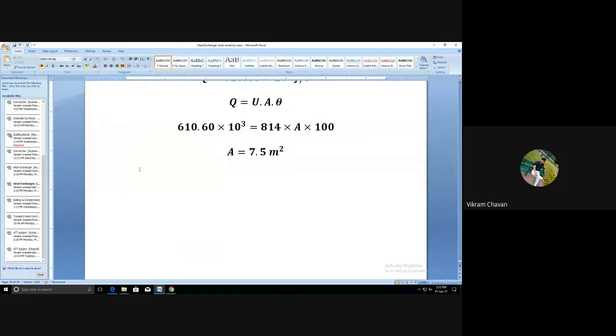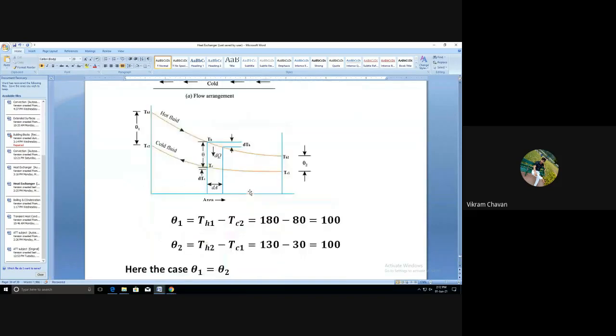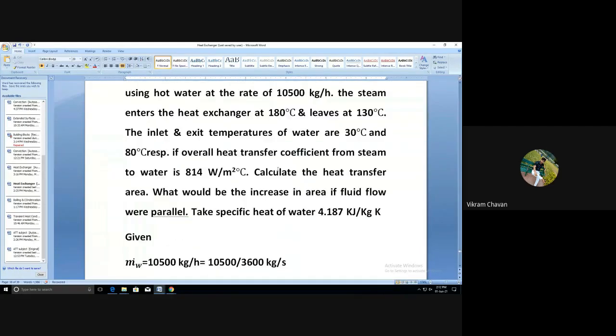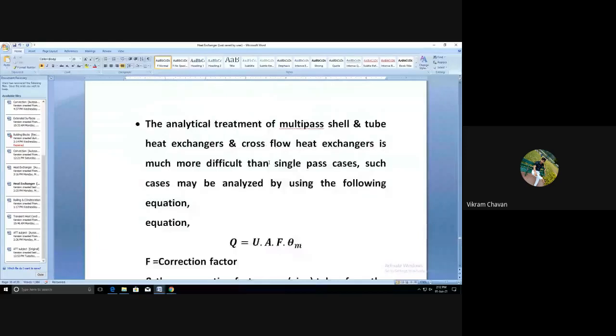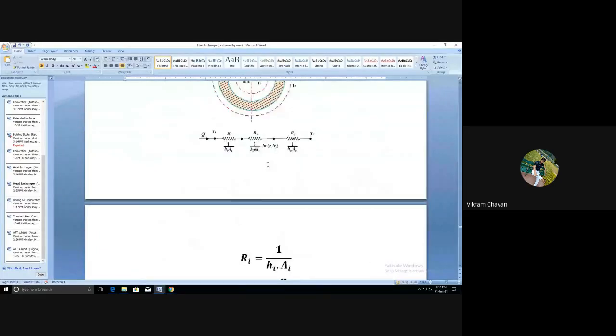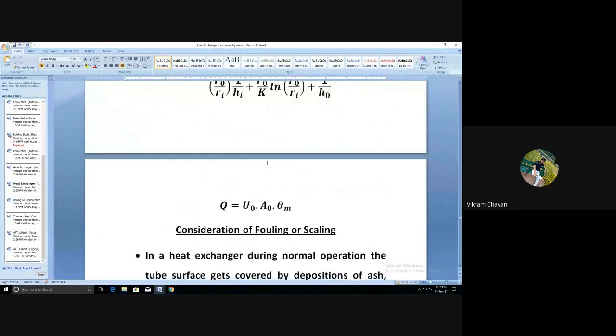Now consider the parallel flow arrangement once again, for the same temperature condition. In the counter flow arrangement, TH1 and TC2 are on one side, whereas in parallel flow TH1 and TC1 are on the same side, and TH2 and TC2 on the same side. So I will take the parallel flow diagram. Meanwhile, if you know that, then you can calculate it, no issue.